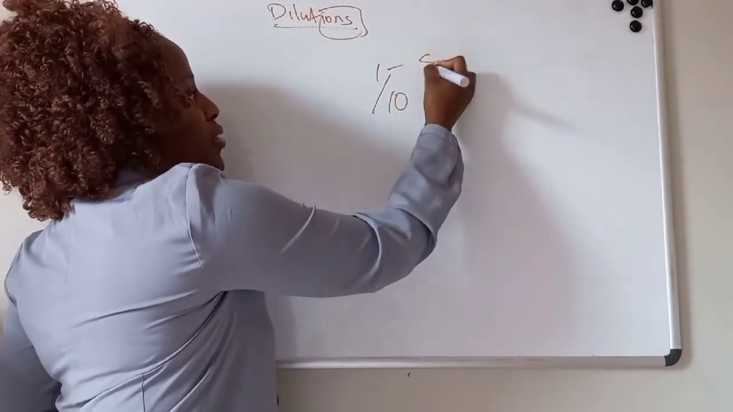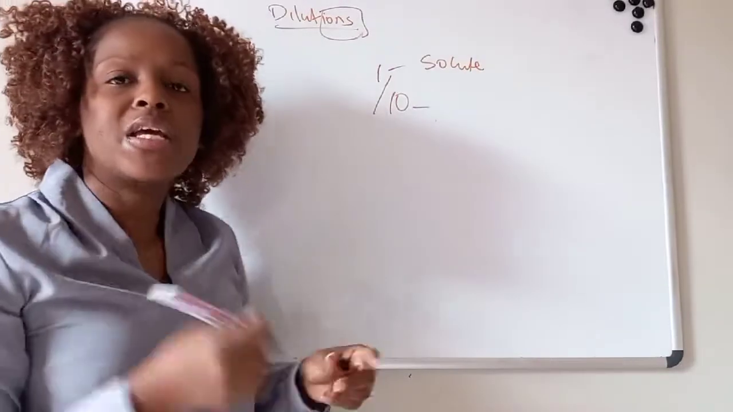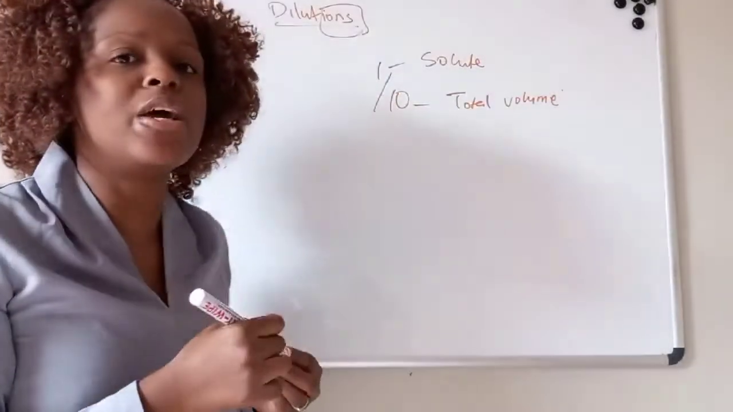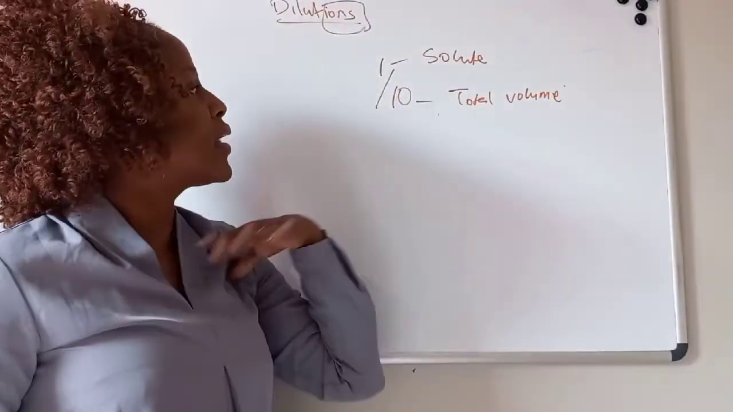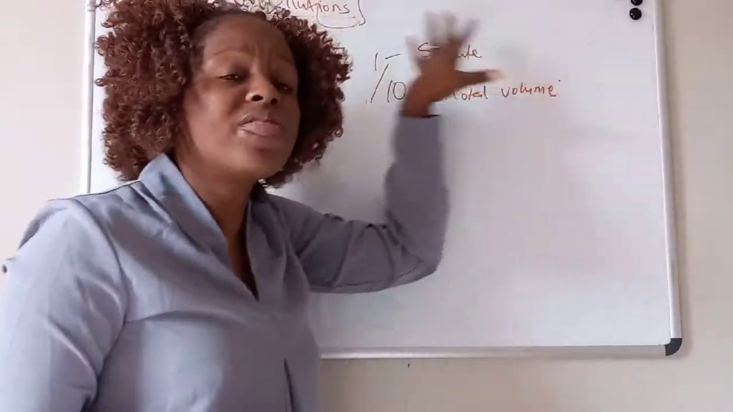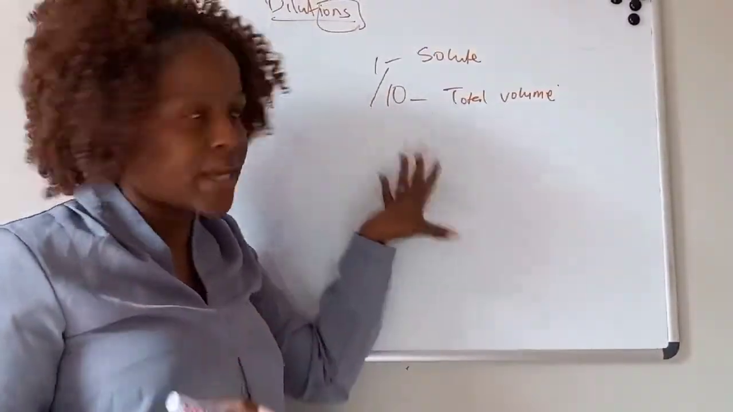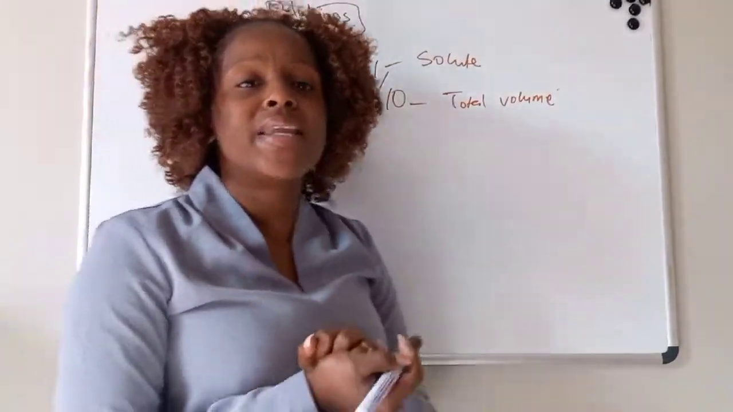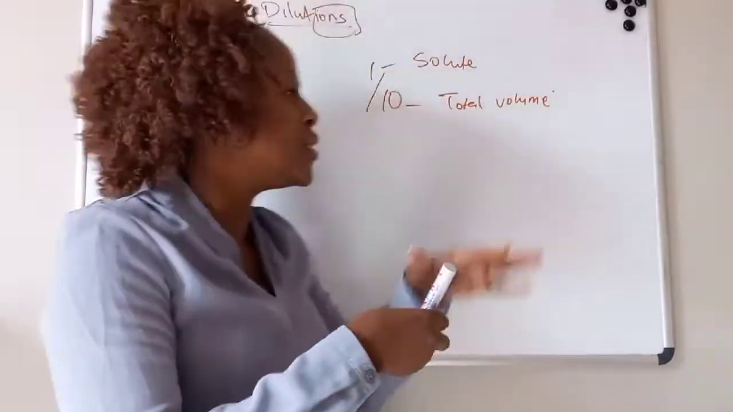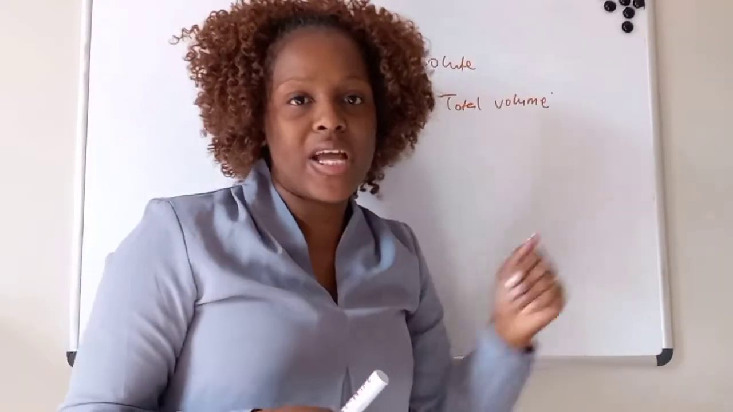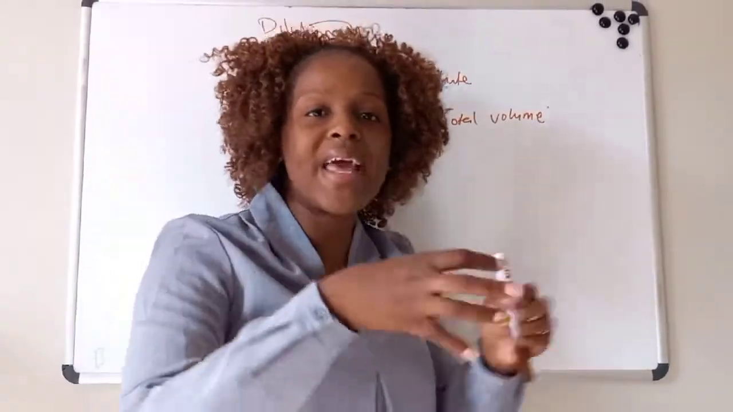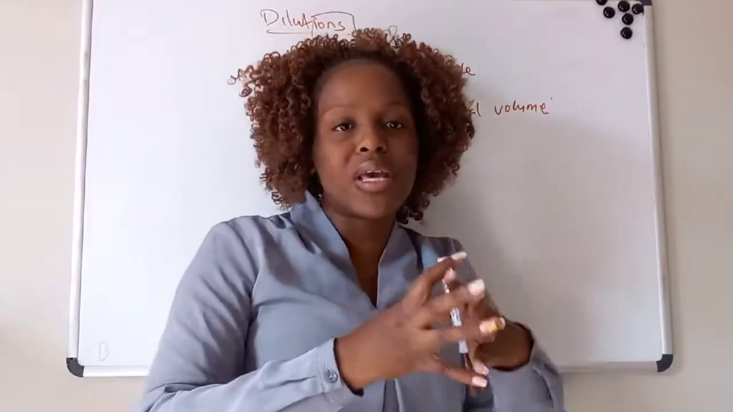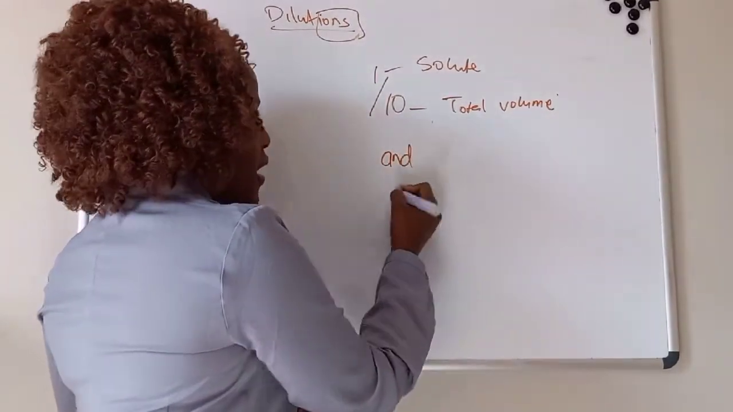This one basically will represent your solute, and the 10 is going to represent your total volume. Because when you make a dilution, in this case, you are adding one part of the solute or of the analyte in the total volume of 10. So every time you read a statement that talks about a 1 in 10, then you know that is a dilution. Or when you talk about 1 part and 9 parts, that together as well is going to give you a dilution.